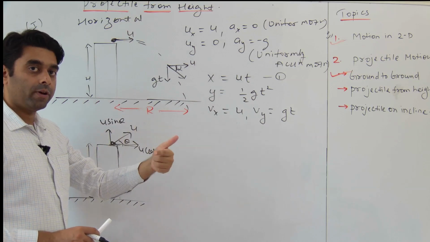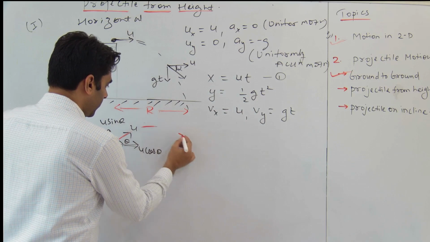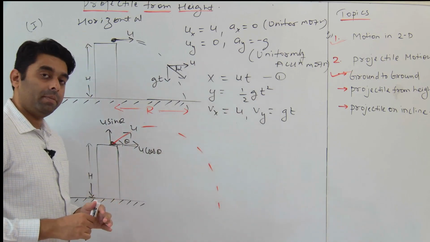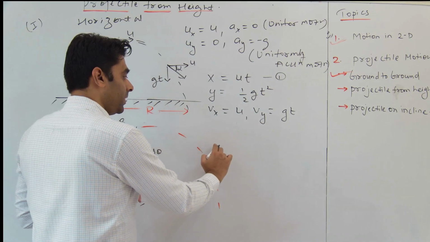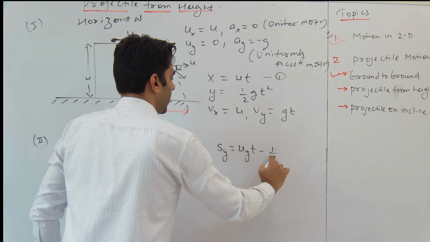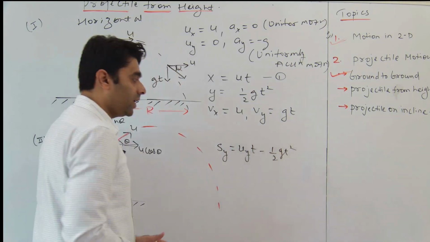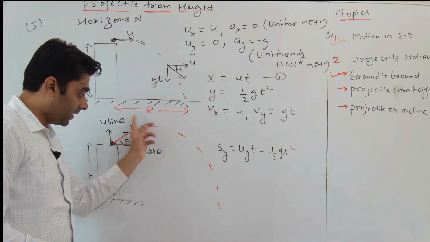Now if we have to find out time taken by particle, what will be the path? This will be the path of particle, right? Time taken by particle to come down on the ground, what can we write? Displacement in y is equal to uy t minus half g t square. Using this second equation in y direction, we can find out the time taken by particle to come down.